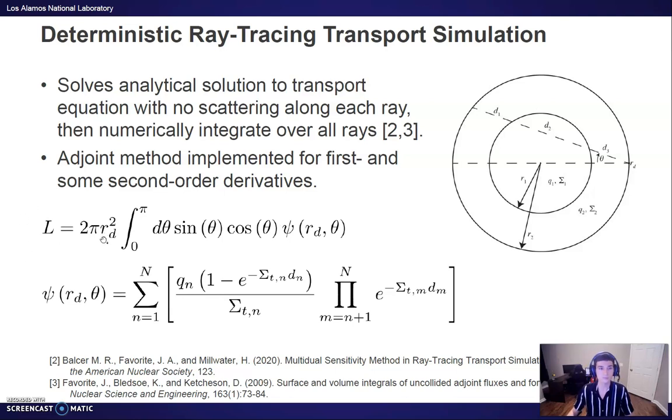This is the flux. And then repeating this multiple times and numerically integrating over all these rays to get the leakage. Currently they have implemented the adjoint-based derivative method to get first and second order partial derivatives of leakage with respect to isotopic parameters, and also first order derivatives with respect to surface locations. However, they want higher order derivatives to help get better estimates for uncertainty quantification problems as well as optimization problems. So that's a great fit for this multi-dual method.